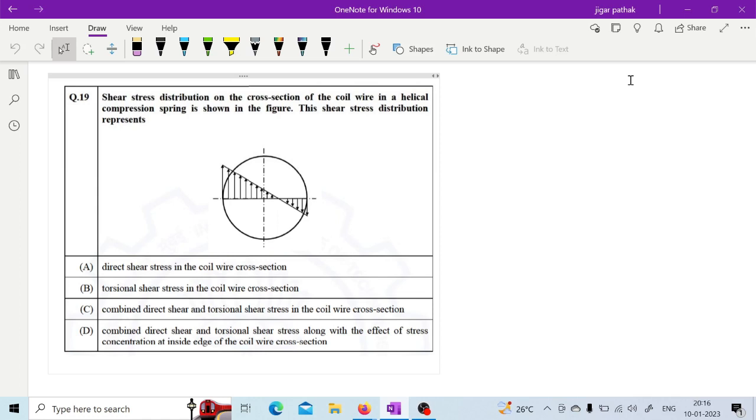I guess we have discussed this. In the earlier case while deriving this shear stress, if you remember, we considered direct shear stress and torsional shear stress. Yes or no? So C will be the answer: combined direct shear and torsional shear stress in the coil wire cross section.